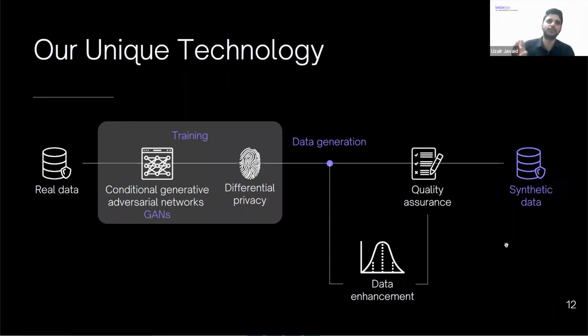So after we generate data, we have a reporting mechanism for quality assurance where we use data utility, data risk, and data fairness metrics to prove that the synthetic data that we generate has the same utility, it doesn't have any privacy risk, and it's fair, free from all biases that were present in the real data set. And in between this loop, after generation, we are able to also offer data enhancement features.